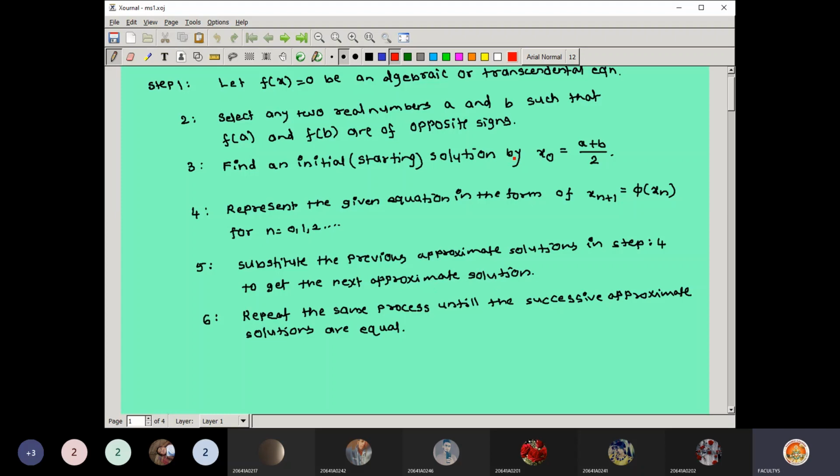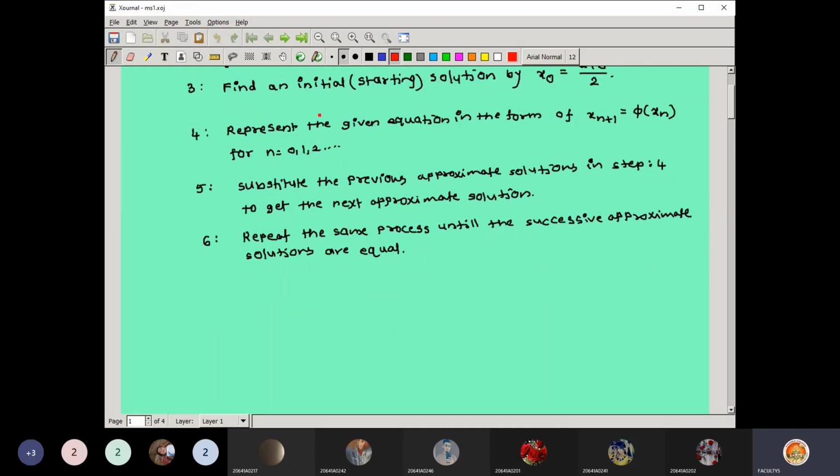Only the thing is, first you are calculating the initial solution and you are creating an expression xn plus 1 equal to phi of xn. There you are substituting the previous solutions to get the next solution. You can stop the procedure when the approximate solutions are equal. So for that I will give you a problem so that you can easily understand the complete process. Write down the problem.